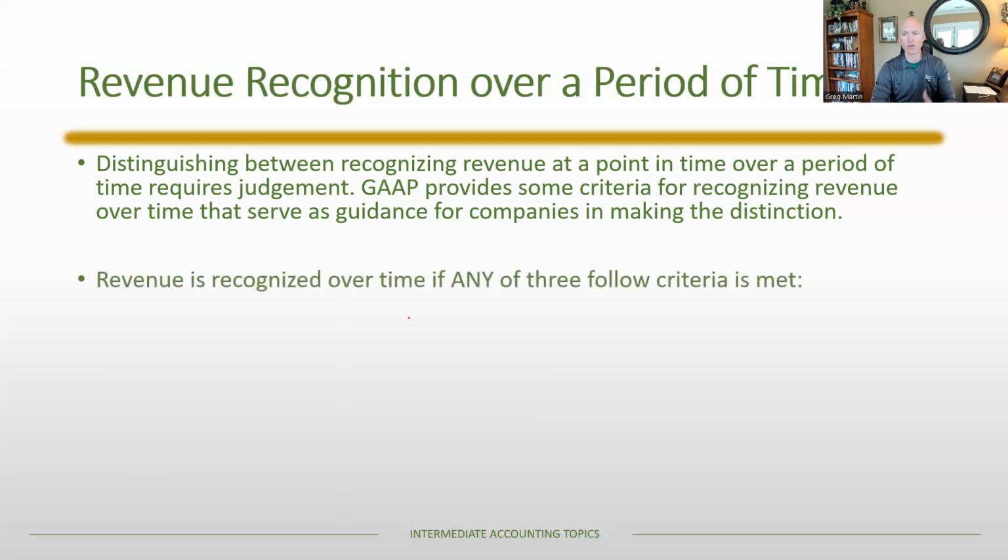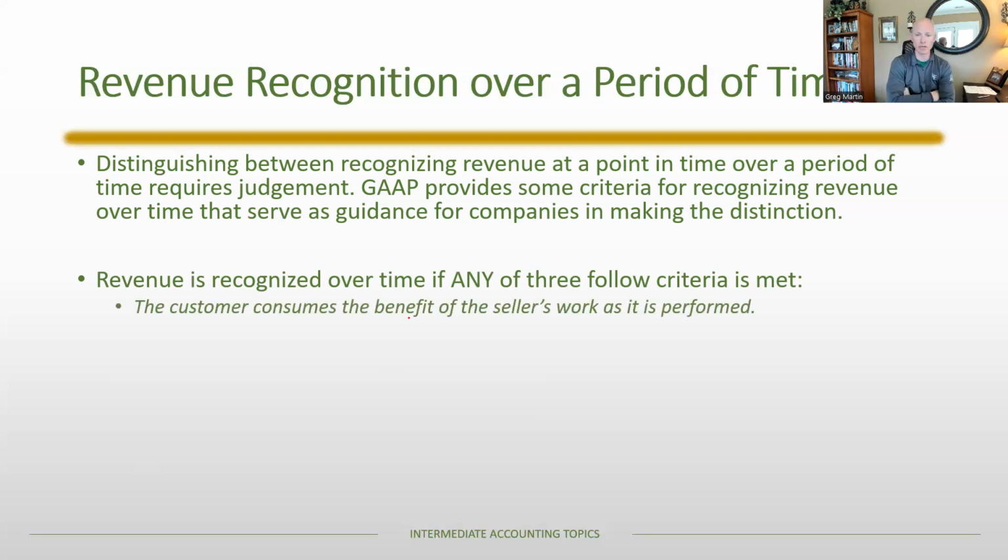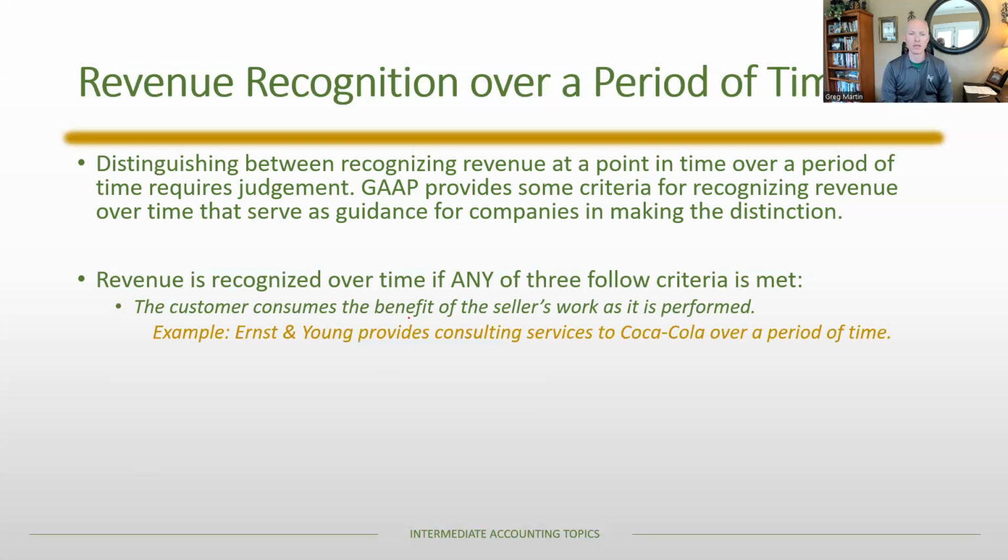There are these three criteria. If you meet any of these three, then you can recognize revenue over time rather than waiting until the performance obligation is complete. One would be that the customer consumes the benefit of the seller's work as it is being performed. And I think examples always help with this. One of them would be something like Ernst & Young. Let's say that they have a consulting contract with Coca-Cola, and let's say that it's a three-year consulting contract. They're going to help them, I don't know, do strategic planning on an ongoing basis, something like that.